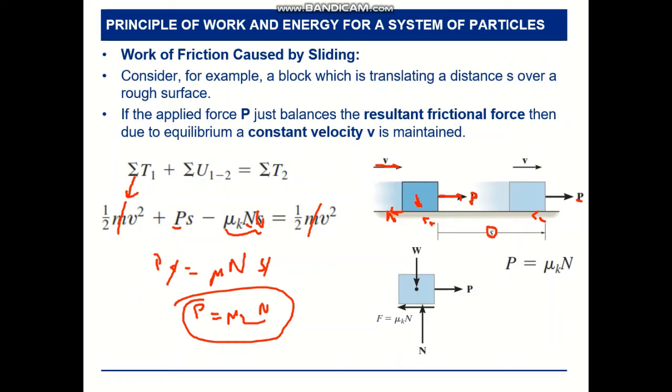But if P is bigger than mu k multiplied by N, then the velocity changes from velocity 1 to velocity 2, so it changes in the positive direction, meaning there is more velocity here.